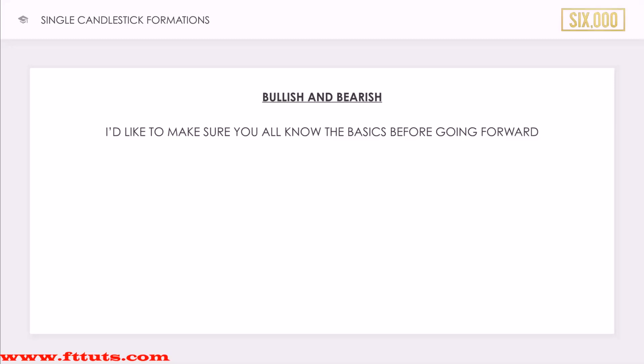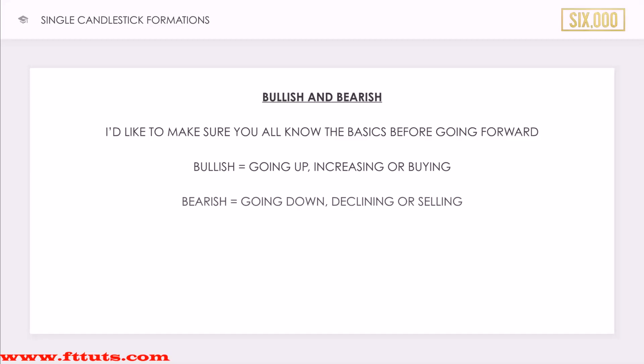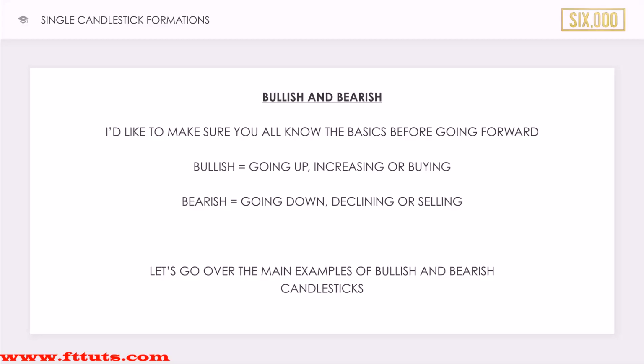Now what we're going to do is move on to our second topic, which is single candlestick formations. These are formations that you will see every single day in any market on any time frame. The main types of candlesticks are bullish and bearish, as I've mentioned previously. I'd like to make sure you get down the basics and lay a solid foundation before you go ahead with the more technical aspects of trading. So bullish simply means price is going up, increasing or buying, and bearish simply means price is going down, declining or selling. Let's go over the main examples of bullish and bearish candlesticks.